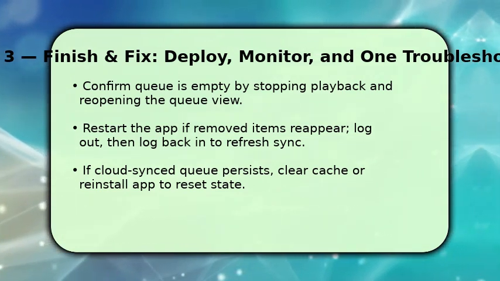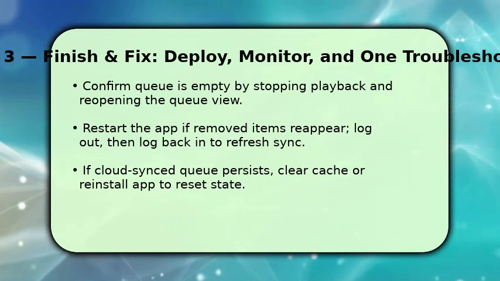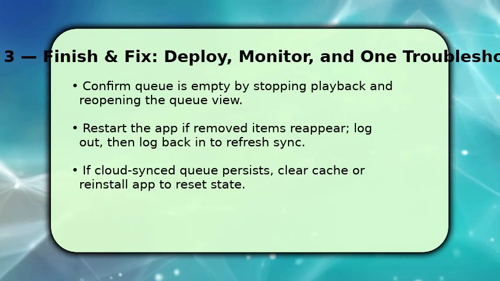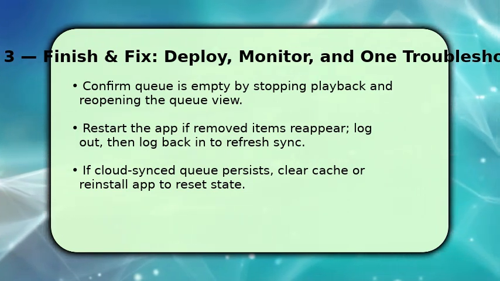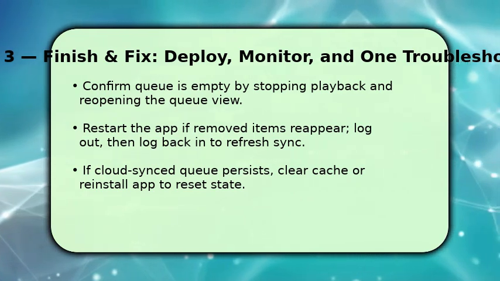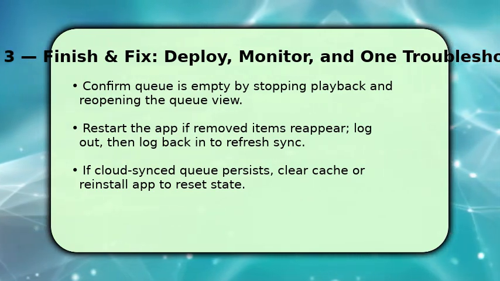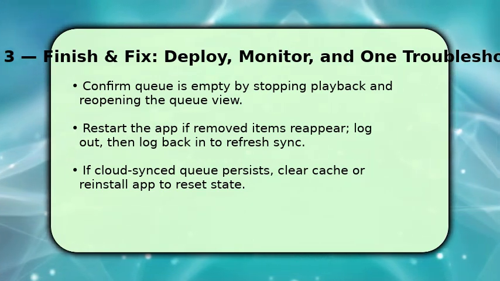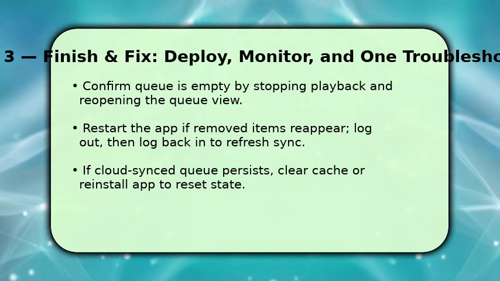If removed songs reappear, close and restart the app, because temporary sync glitches often resolve that way. Make sure to log out and back in if restart fails. This forces account sync. If the problem continues, clear the app cache or reinstall to reset local data. Only do this if you're comfortable re-downloading offline content. That single troubleshooting tip usually fixes persistent queue issues.